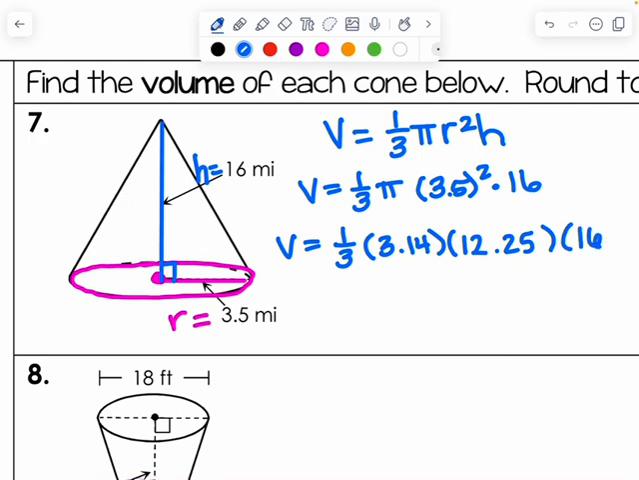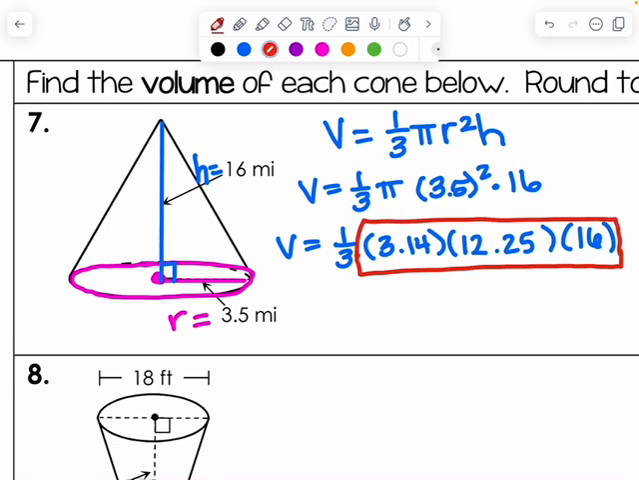Okay, what did we get for 3.5 squared? 12.25 and then 16. Okay, so just a reminder, our radius was 3.5. We took it squared to get this number. Our height was 16. Okay, now this is what I'm going to have you do. What I'm going to have you do is everybody right now, I want you to put this piece right now into your calculator. 3.14 times 12.25 times 16.